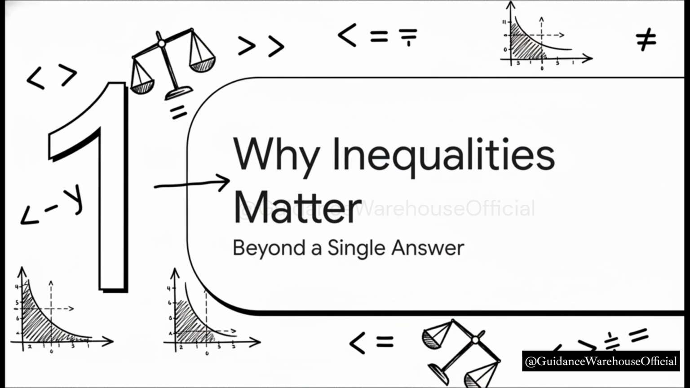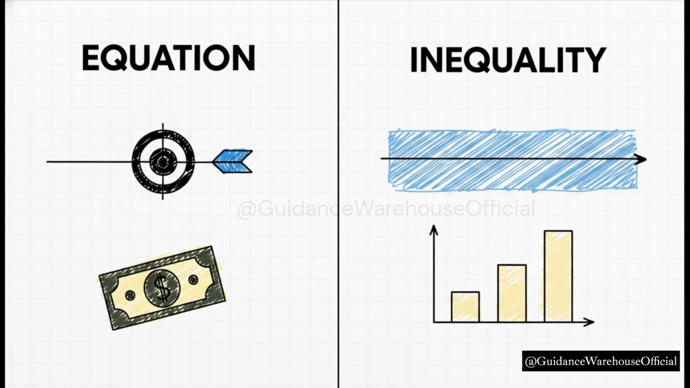Okay, so first things first. Why are we even bothering with inequalities when we have good old-fashioned equations? Well, here's the huge difference. An equation pins down one single fact, right? Like, my profit was exactly $500. But an inequality describes a whole world of possibilities. Like, my profit was somewhere between $400 and $800. It's just more like the real world, where things often fall within a range, not just on one specific point.